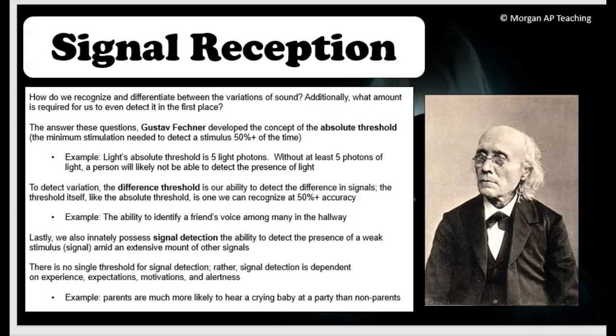So then you also have the difference threshold, which is our ability to detect the difference in signals. The threshold itself, like the absolute threshold, is one we can recognize about 50% or more accuracy. So the ability to identify a friend's voice among many in the hallway. And then we also innately possess signal detection, so the ability to detect the presence of a weak stimulus amid an extensive amount of other stimulus. There is no single threshold for signal detection. Rather, signal detection is dependent on experience, expectations, motivations, and alertness.